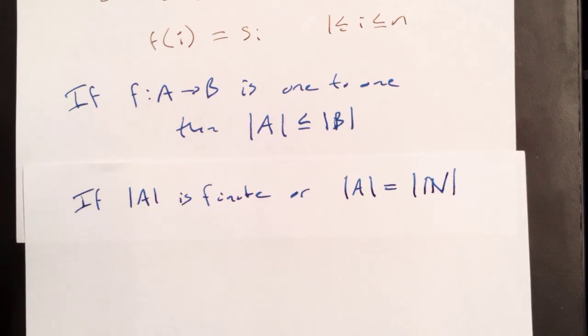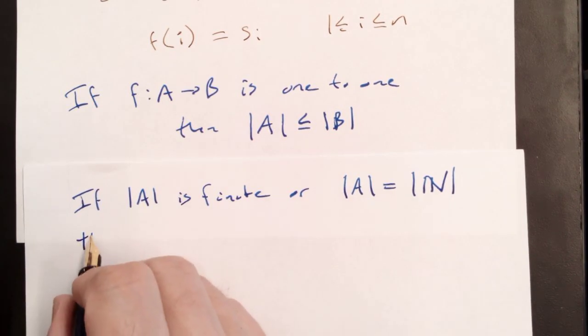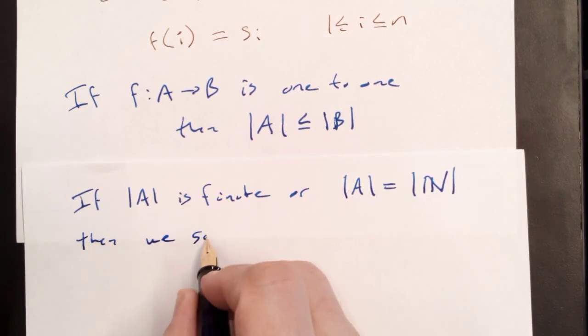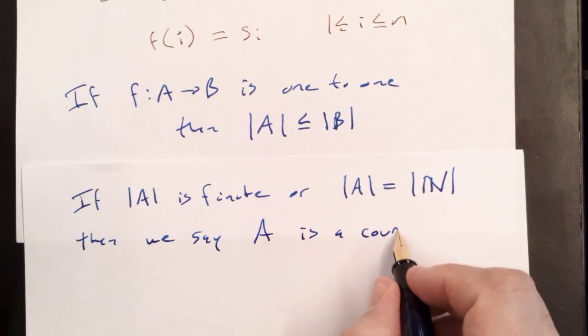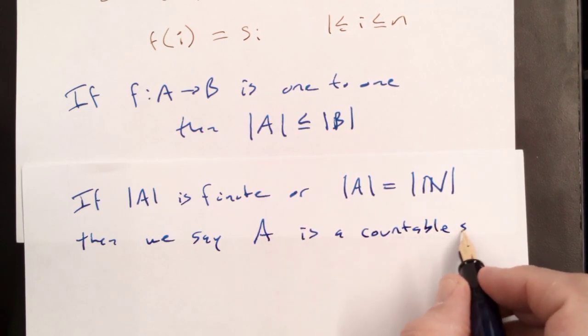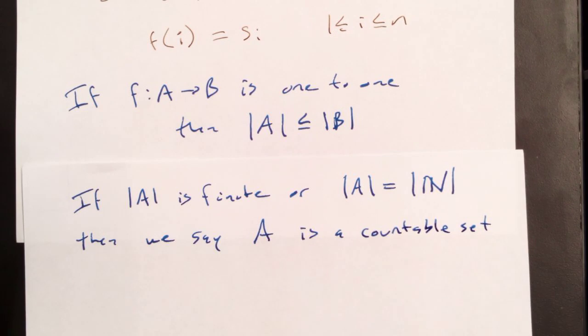So let's consider a finite set or a set that has the same size as the natural numbers. These are called countable sets. But we have finite sets and we have countably infinite sets.